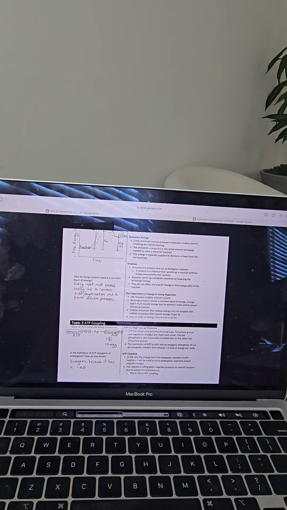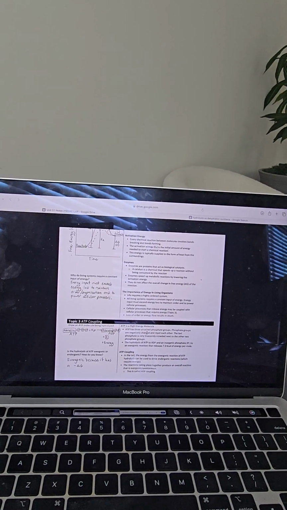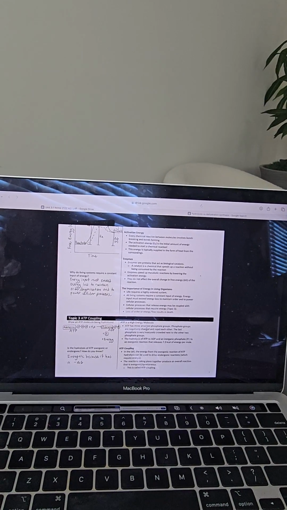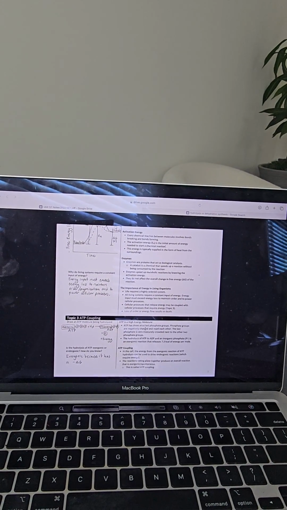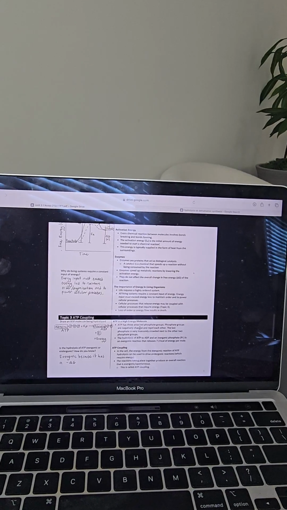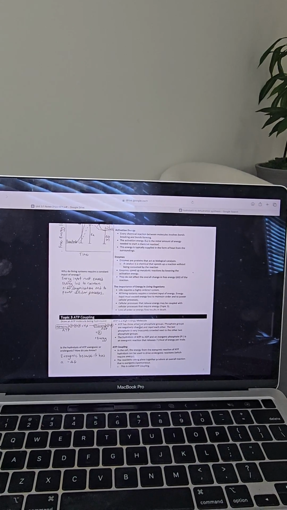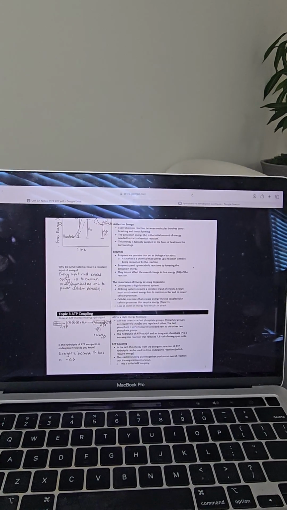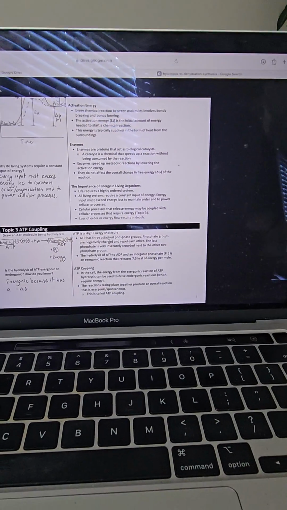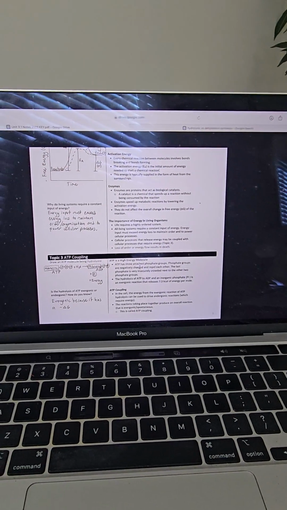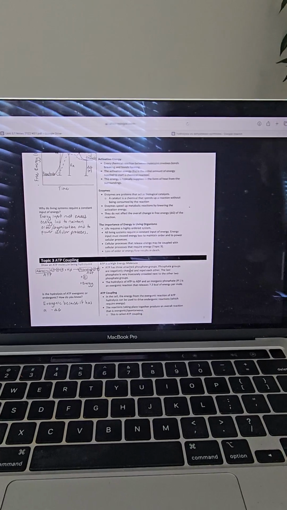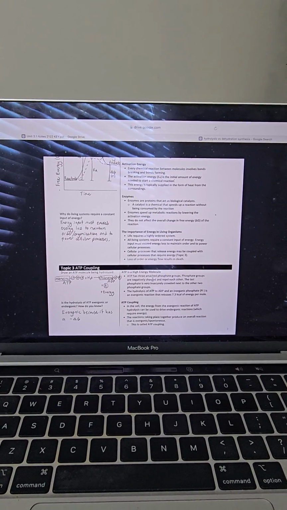And this is a hydrolysis. Remember, it's the breaking of a bond. So it's adding water and becomes ADP and one phosphate, and energy is released. What do you think this reaction is going to be? This reaction is going to be an exergonic reaction, and it will have a negative delta G value.